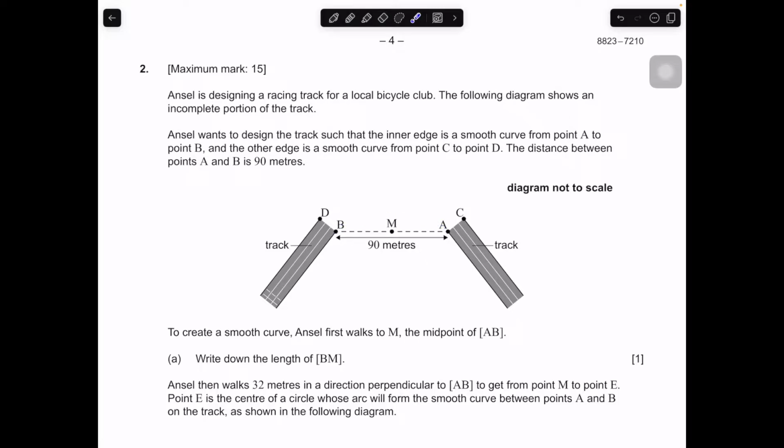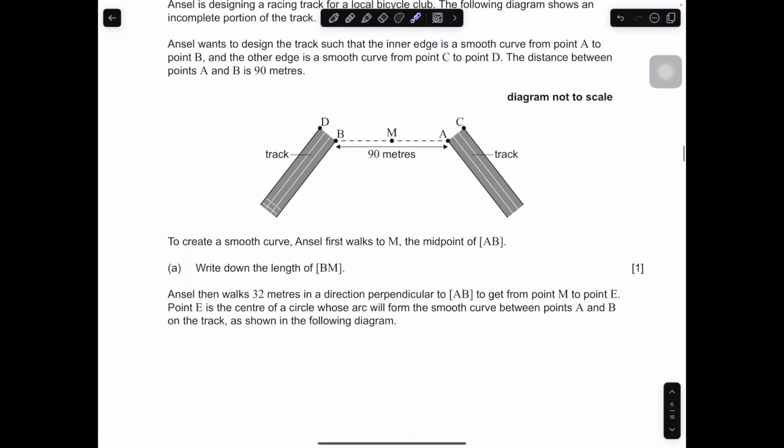The distance between point A and point B is 90 meters. To create a smooth curve, Ansel first walks to point M. So here he is, he's walking to point M. Write down the length of BM. So BM is going to be, let me use a different color, this distance right here. And so if 90 is the total, halfway through is just 45 meters. Okay, and likely we're going to need to make use of that.